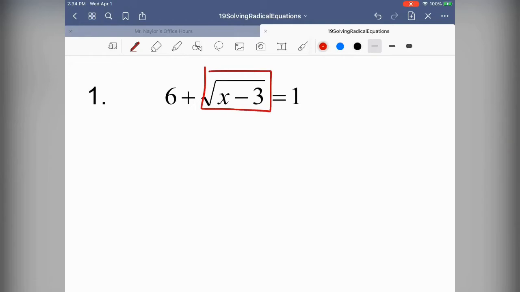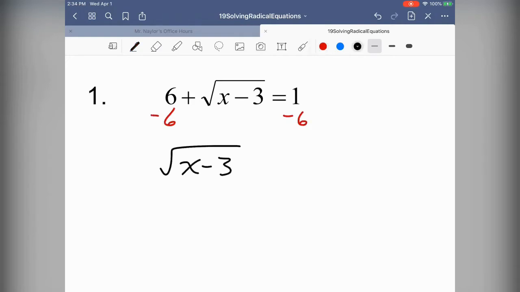Are you ready to look down at this radical equation? You always want to isolate the radical. That means any number that is outside of that box, you got to peel it away. So subtracting 6 is pretty easy and definitely the right thing to do.